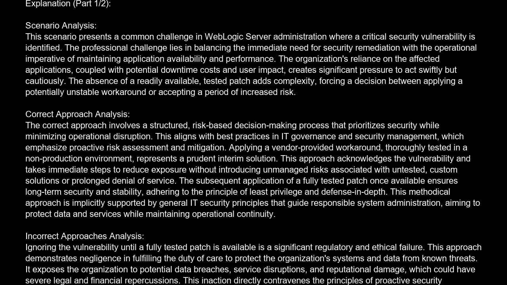Incorrect approaches analysis. Ignoring the vulnerability until a fully tested patch is available is a significant regulatory and ethical failure. This approach demonstrates negligence in fulfilling the duty of care to protect the organization's systems and data from known threats. It exposes the organization to potential data breaches, service disruptions, and reputational damage, which could have severe legal and financial repercussions. This inaction directly contravenes the principles of proactive security management expected of IT professionals.